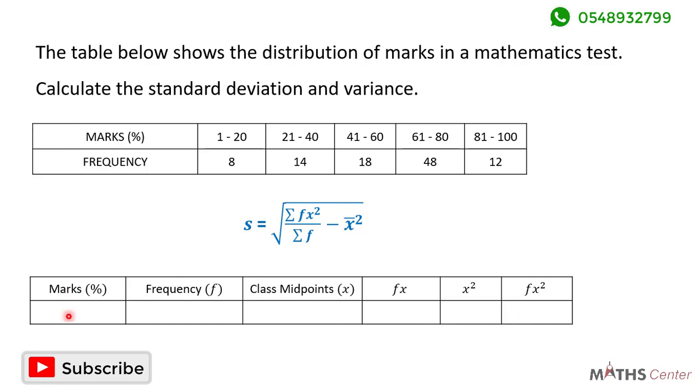The first column will be for the marks, which will be the intervals. We have the frequencies, which will give us the f values, and the class midpoints, which will give us the x values. We will need to find the mean, and so we will have a column for the fx values, and then we need sigma fx squared. So I'll first find x squared in one column, and then I'll multiply the values there by f in the last column to give us the fx squared values. Let's fill the table up.